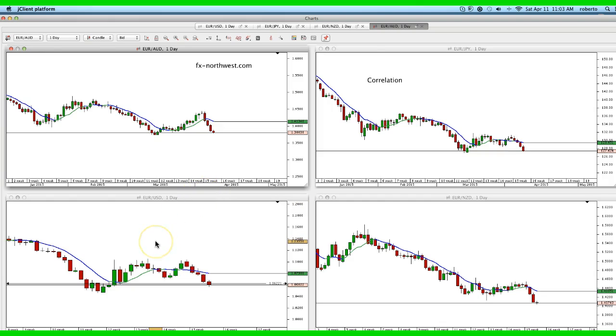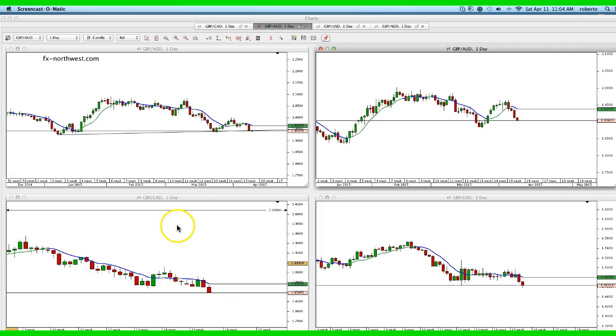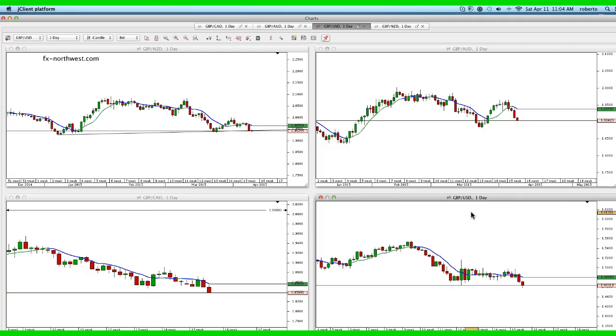For example, let's look at pound dollar. Here's the pound dollar, and the same thing applies. Notice we're looking at pound Canadian, pound New Zealand, pound Aussie, and pound USD. The upcoming elections in the UK is causing the pound dollar to sell off, because there's uncertainty. Whenever there's an economic or political uncertainty in a country, usually that currency weakens, and it has been.